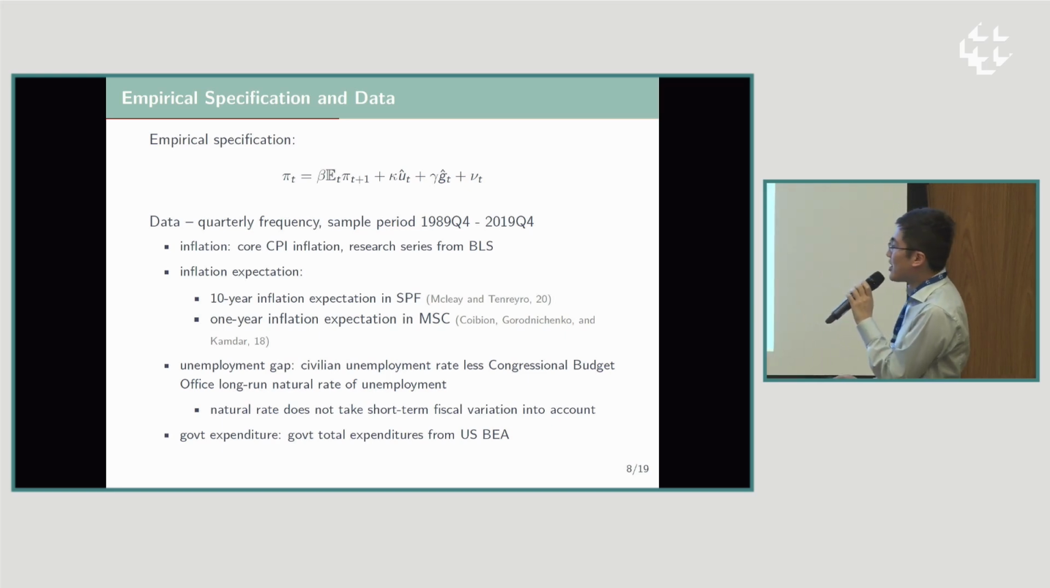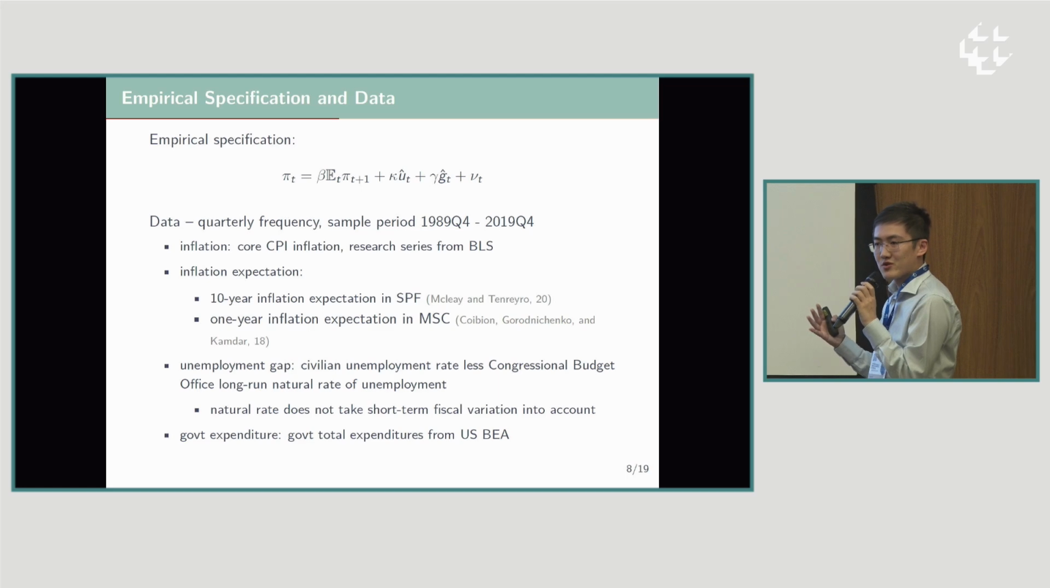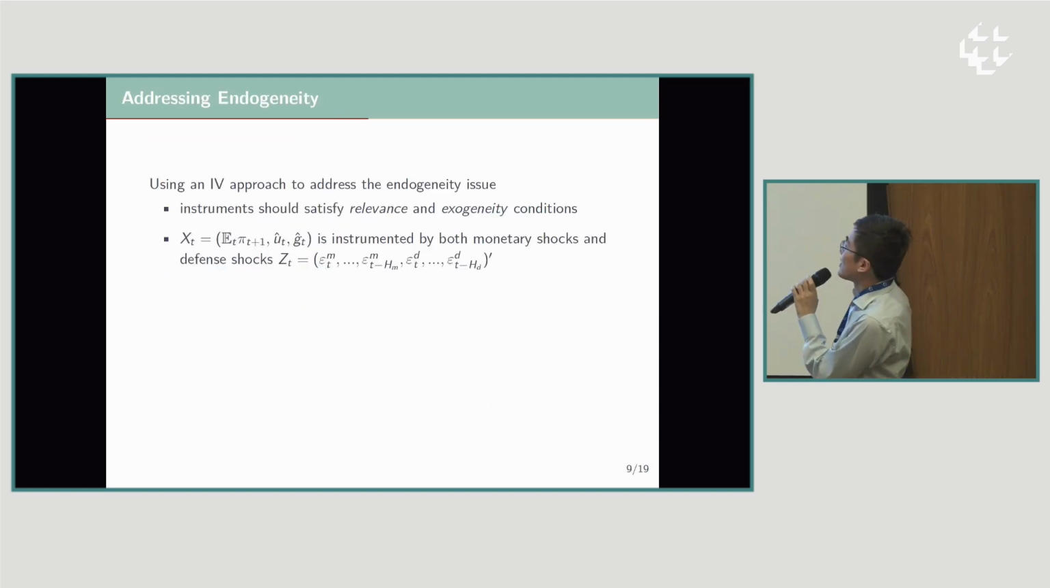I just want to highlight that we check the way natural rate is typically constructed in the data. The natural rate construction typically considers production capacity, which comes from productivity, but does not really take short-term fiscal variation into account. You can imagine that if the natural rate in the data already included the fiscal variation, then the G on the right-hand side, which directly enters the output gap or employment gap, would not show up as an actual term. And the government expenditure we just take from the US BEA data.